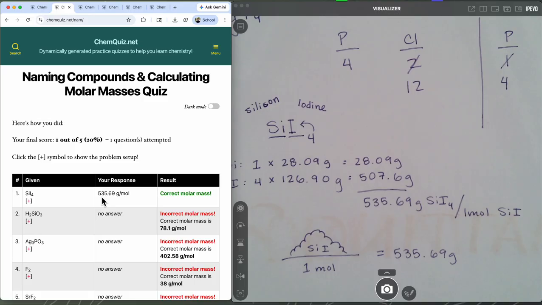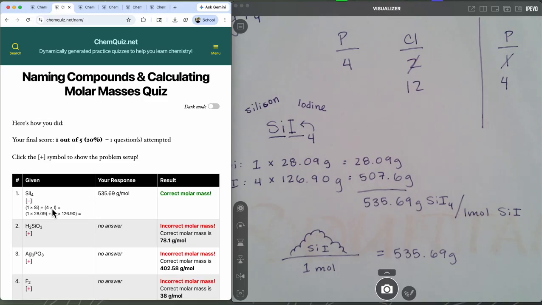Okay. Got 500. Excellent. We got it right. And let's see. They did it exactly the same way we did. Yeah. Excellent. Okay. How are you feeling on molar mass? I think I'm good. Good.